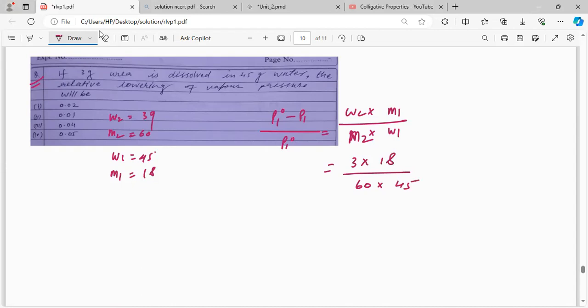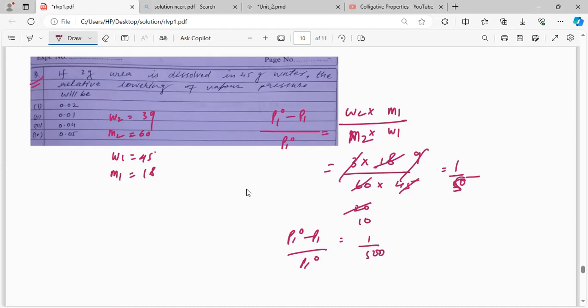Okay. Now this is divisible. 20 times, and this is 10 and here is 9. So 1 by 5. So P1 naught minus P1 divided by P1 naught is equal to 1 by 500, I think. 1 by 500, if you divide, it is 0.002.